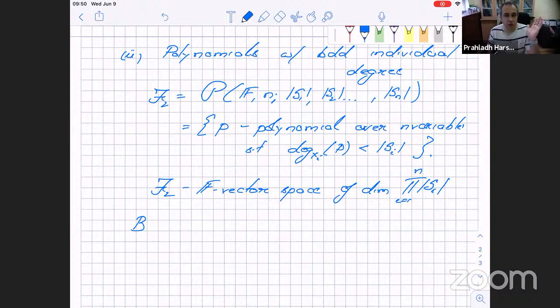That's not true because they are just bijective. There's a bijection between these two spaces. Two F2 polynomials can collapse to the same object. Okay. Any questions on this?